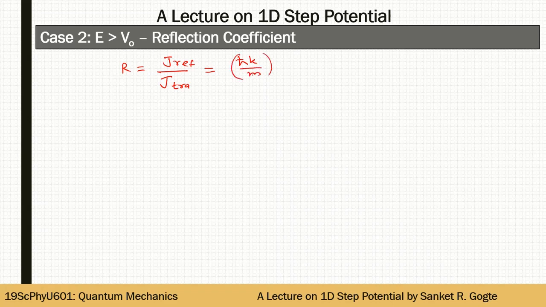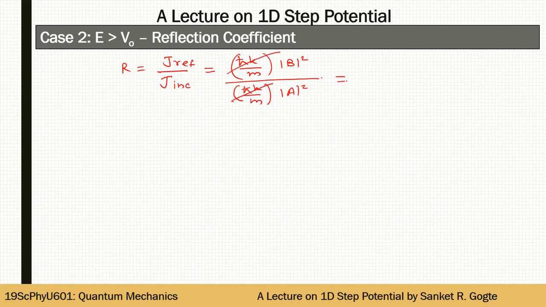J reflected is this into mod B square, divided by incident. I'm sorry, this is incident. And this is h cross k by m, and this is mod A square.